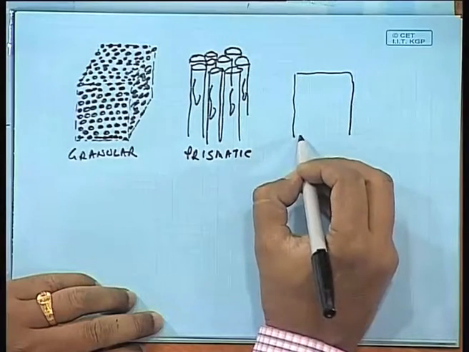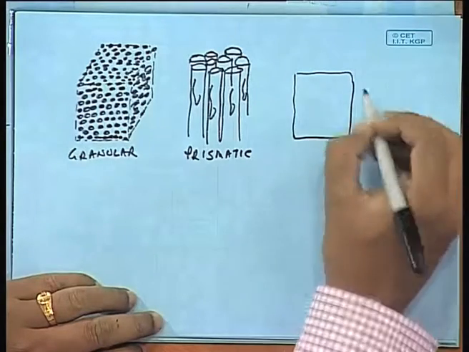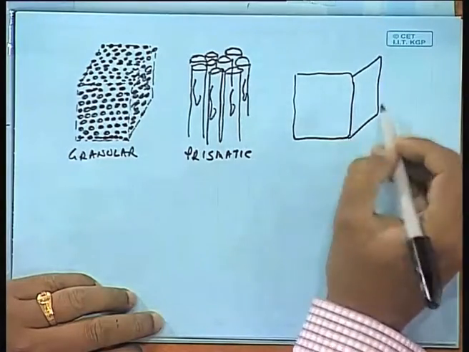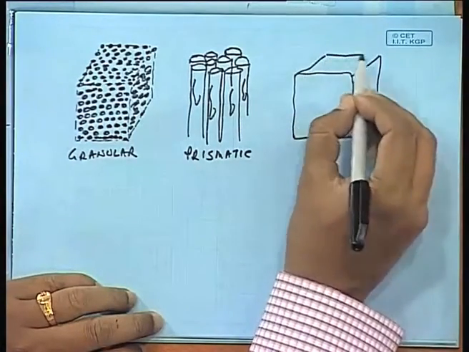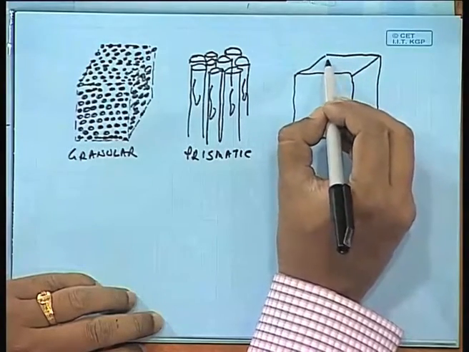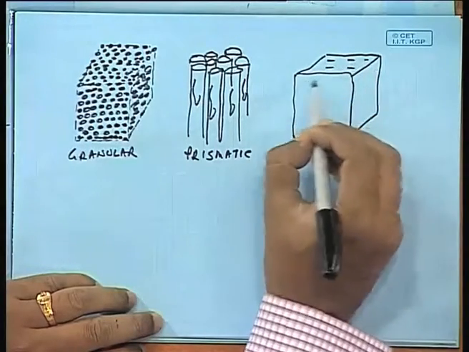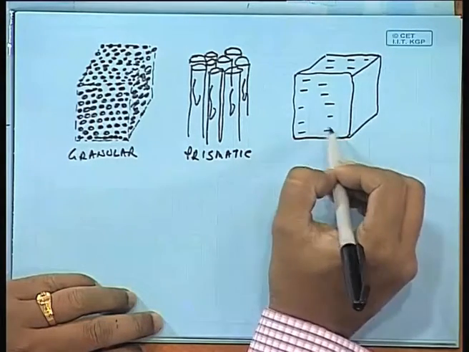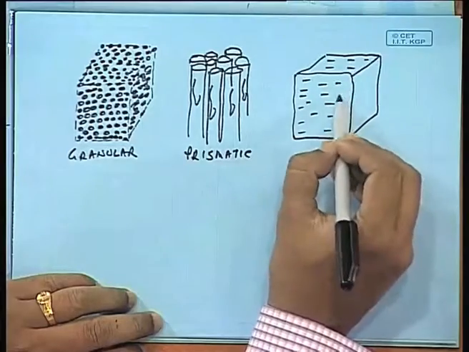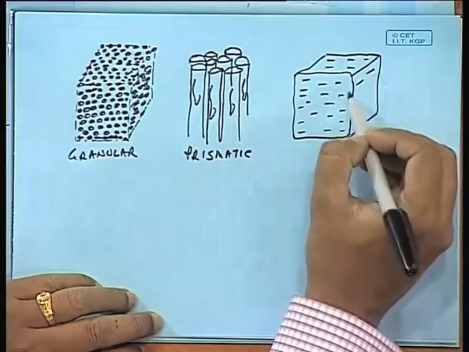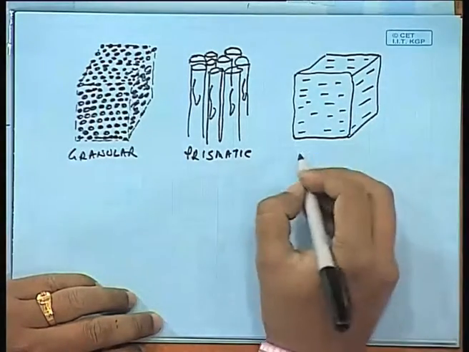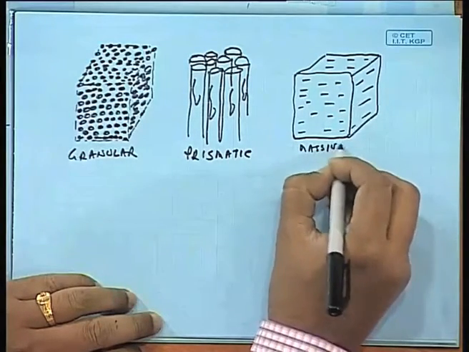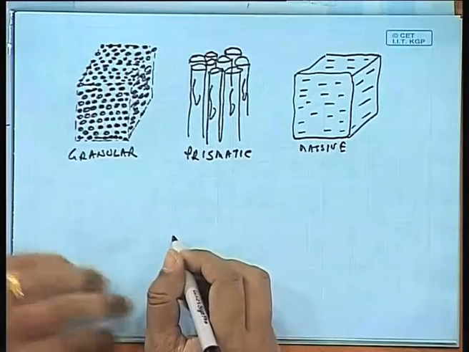Whereas where the granules are not generally observed, it looks almost like a rock. The grains are not clearly visible, the grains in the soil cannot be identified. This is what is known as the massive structure.